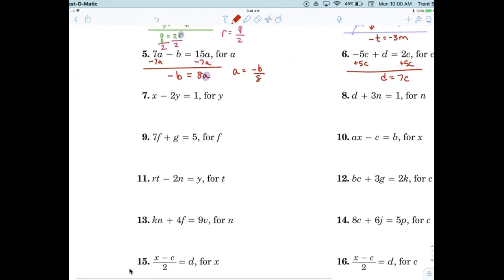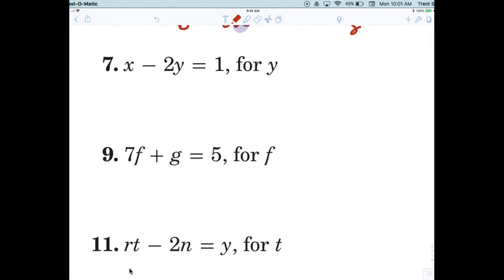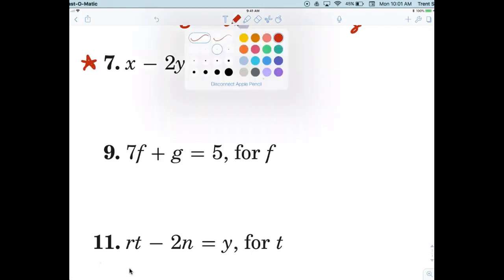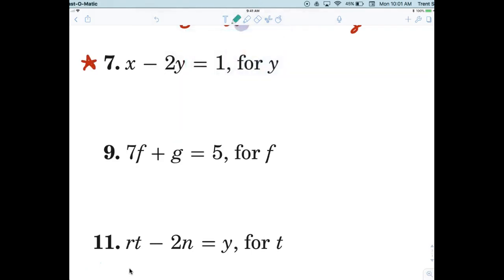All right, here we go. Okay, now we have 7. Everybody needs to put a star by number 7. All right, a little bit harder. I have to isolate the y. So now, what do I have to move first? What do I have to move first? Hubble, what do you think?